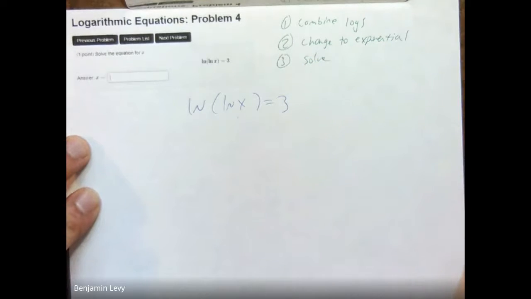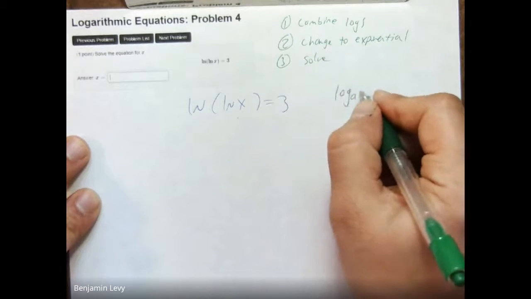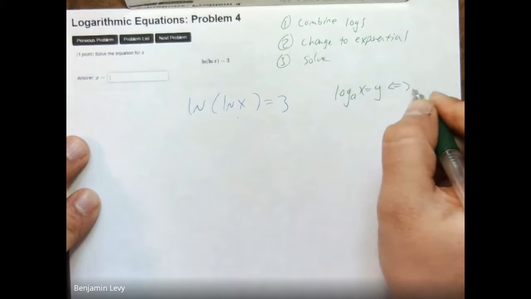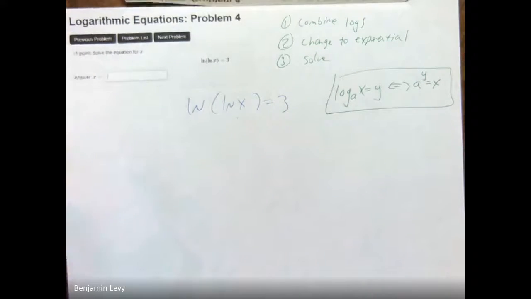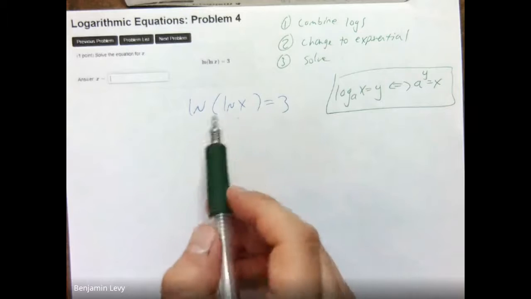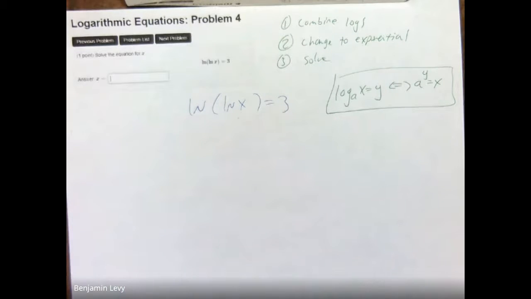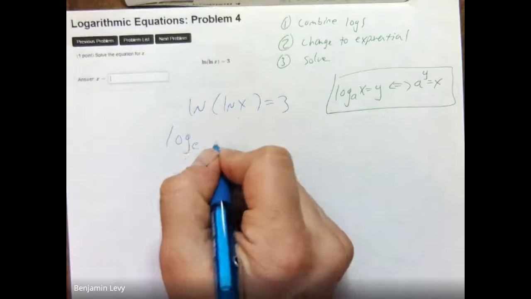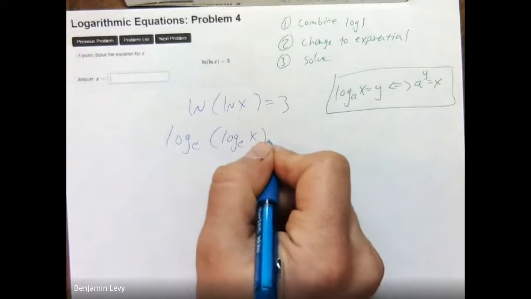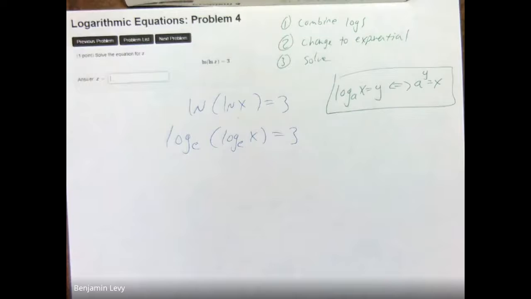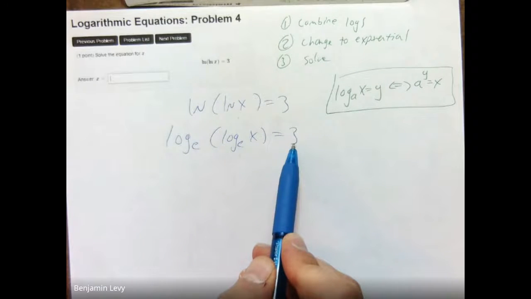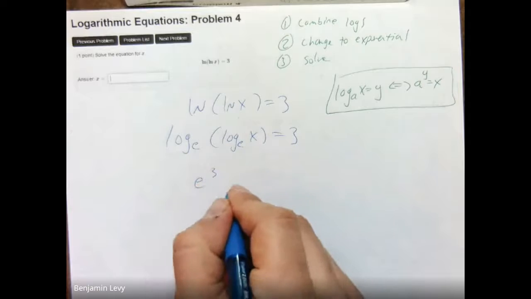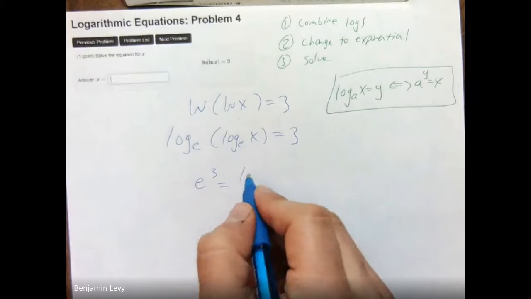And so the way you change it to an exponential is using this idea. It's the property I wrote a minute ago. I will rewrite it right here. This is how you transform between logs and exponentials. And so ln is log base e, right? So let me rewrite this one as log base e of log base e of x equals 3. Because now we can use this property. And we have to do it twice because we have 2 of them. The first time we do log base e raised to this power, so e to the 3 equals what's inside here.